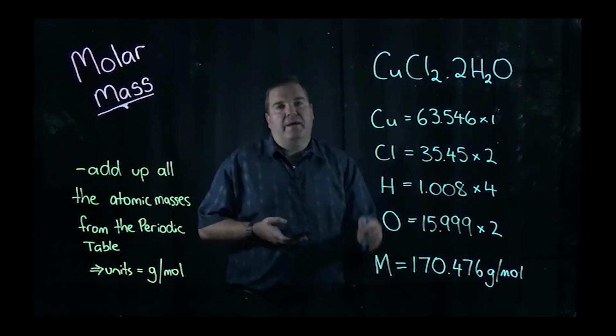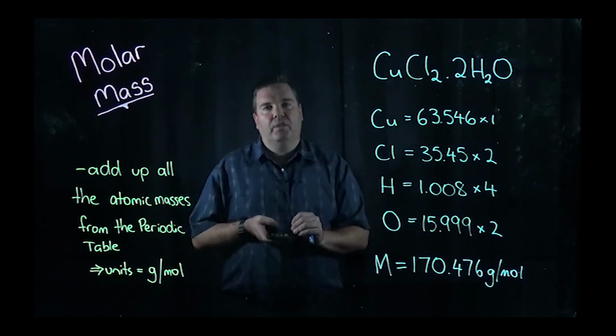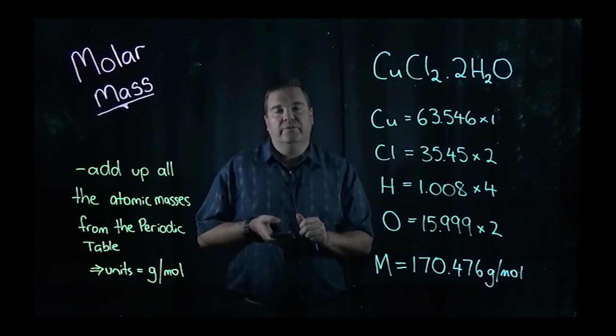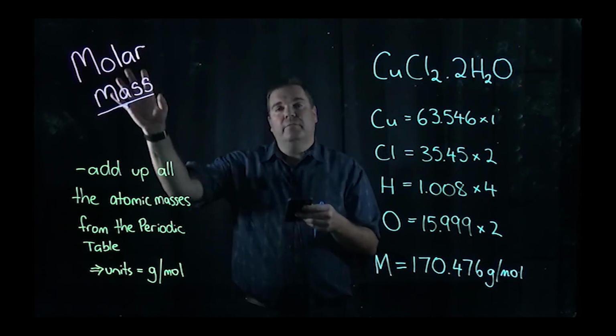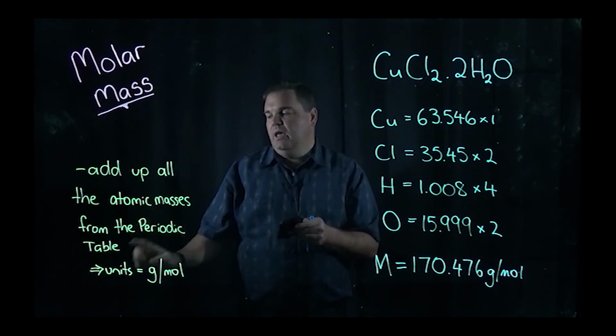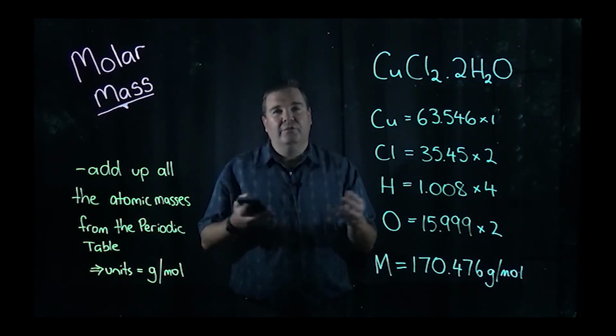So that is the mass of 1 mole of a substance. You might want to look at the video about an intro to the concept of the mole as well. That might be a good one to have a look at. But simply for molar mass, it's just adding up all the atomic masses that you find off the periodic table. The units are grams per mole. Hopefully this has been pretty straightforward.